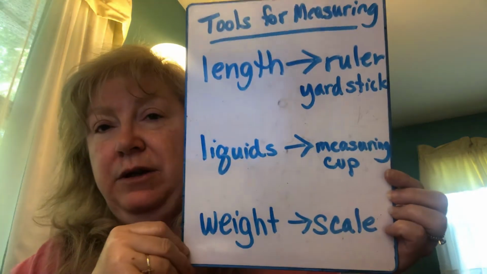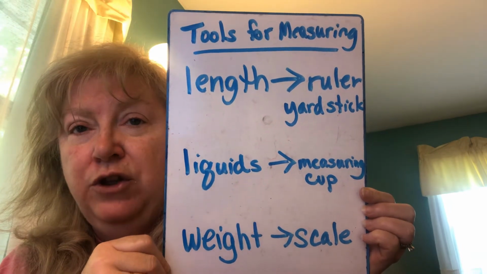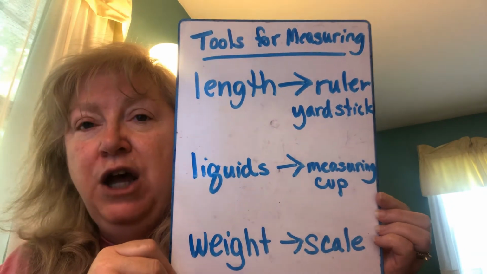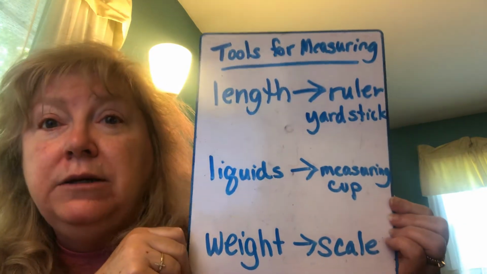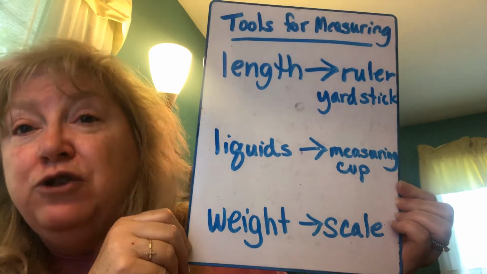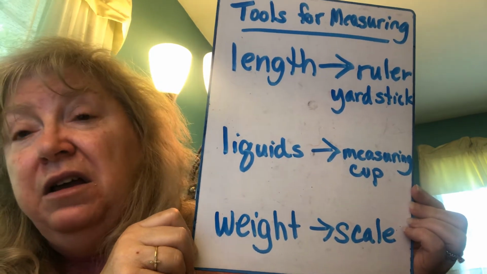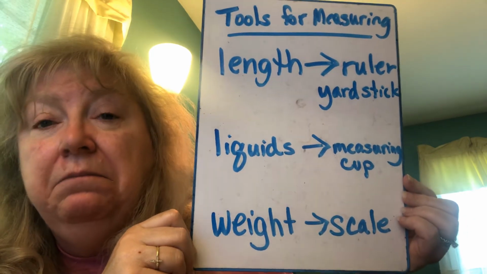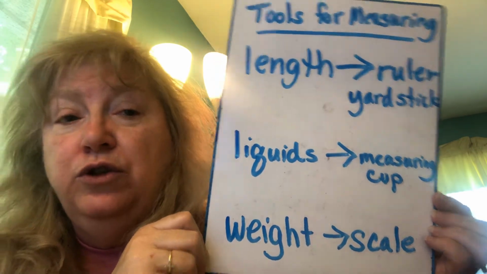What tool would you use for measuring things? Well, let's recap. So you're going to pause the video and you're going to copy this as well. The tools that you would use for measuring. If I was going to be measuring length, I would use a ruler or a yardstick. If I was measuring liquids, I would use some sort of measuring cup, sometimes an 8-ounce cup, sometimes a 2-cup measuring cup. And if I was measuring weight, I would use a scale. Okay, those are the tools.